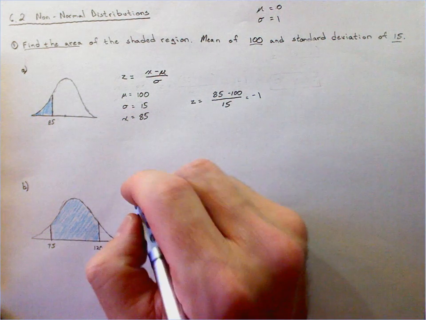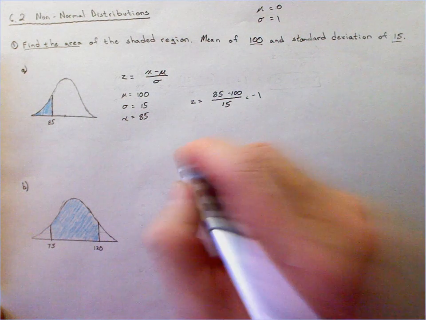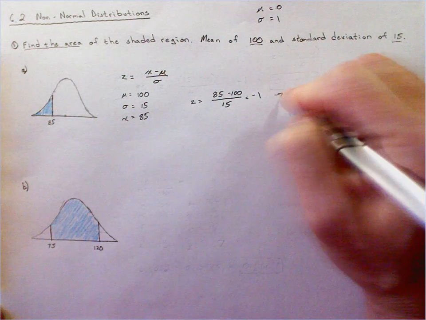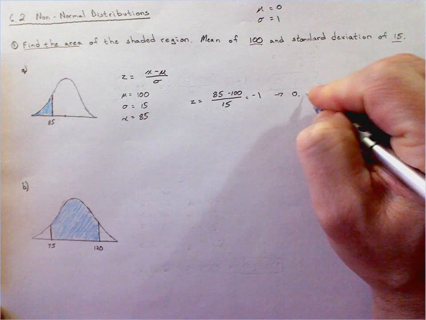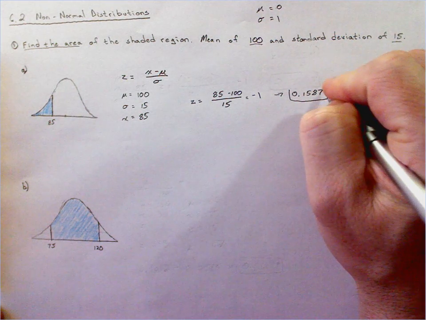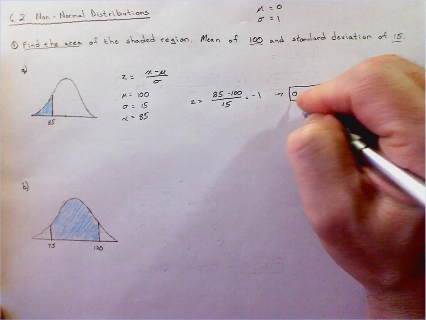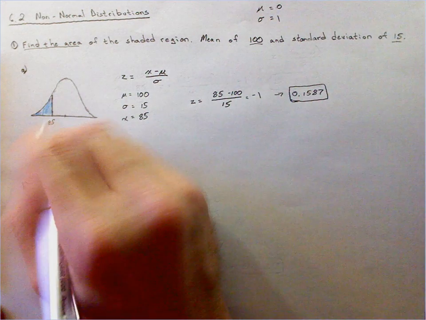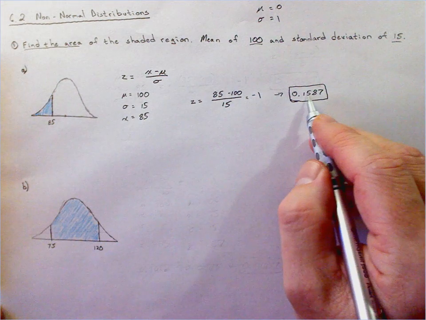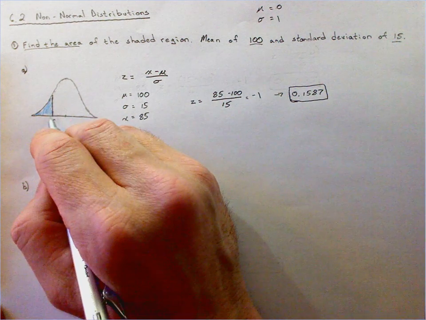For my z-score of negative 1, I get .1587. What this correlates to is a probability, or area under the density curve, of .1587. Or I could even say it like this: an IQ score of 85 or lower represents about 16% of the population.